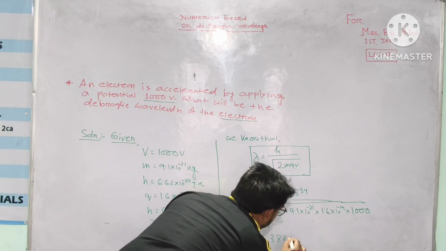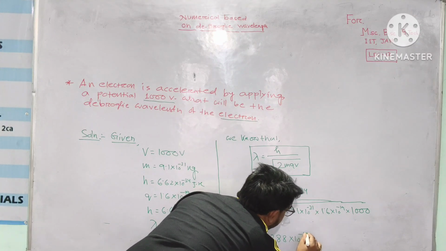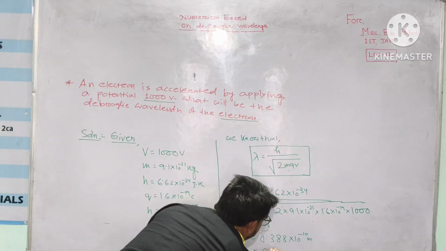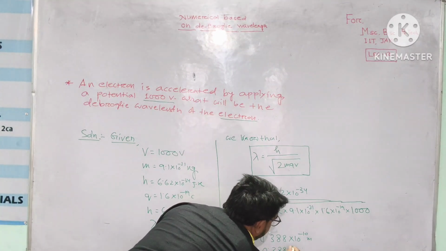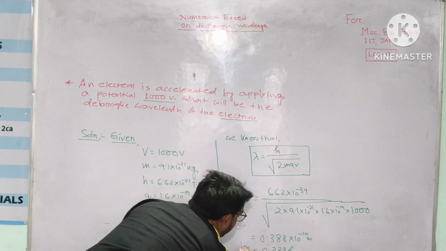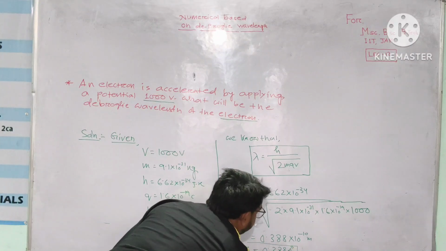0.388 into 10 to the power minus 10 meter. So finally we can write 0.388 angstrom. So this is our required wavelength of the electron.